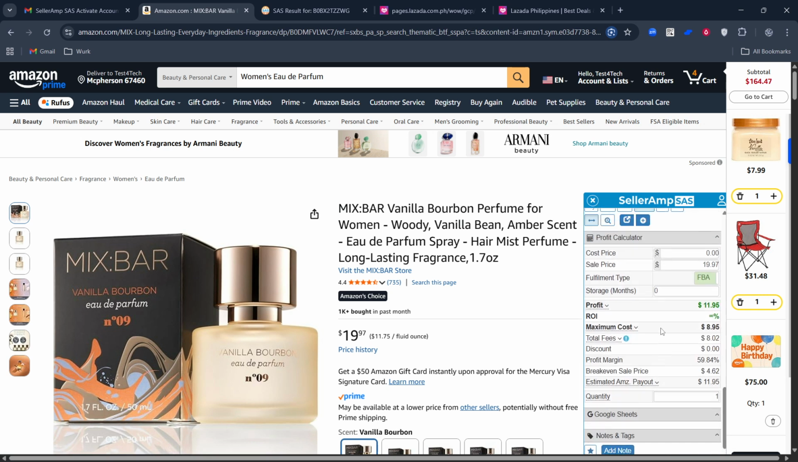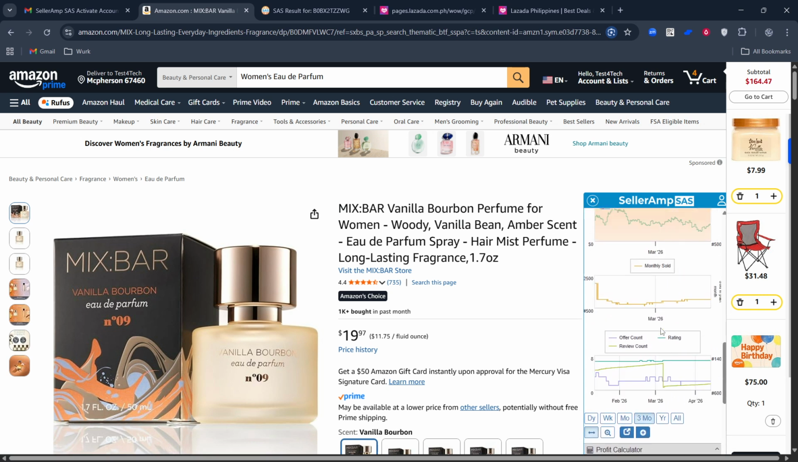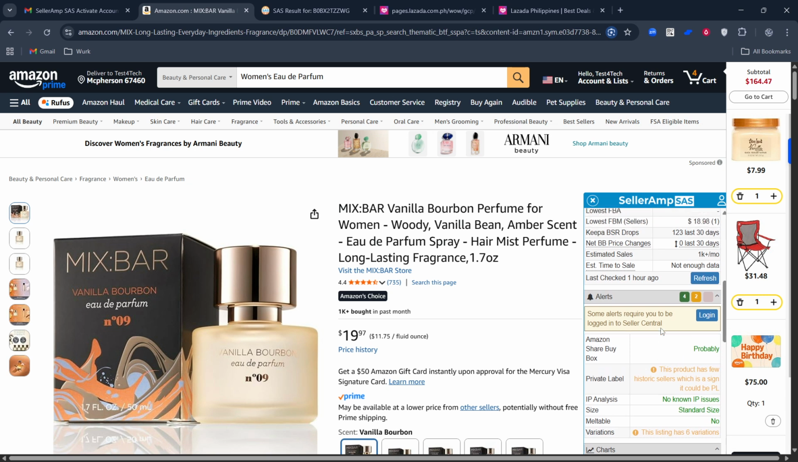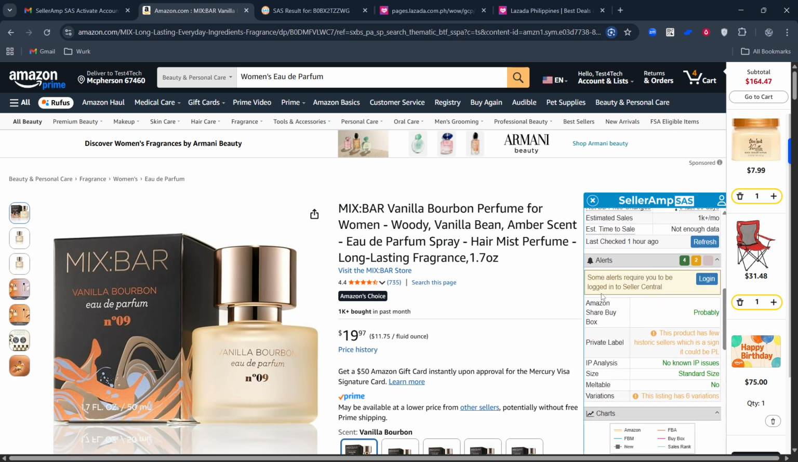Finally, make your decision. Buy if the product is profitable, sells quickly, and has manageable competition. Skip it if the profit is too low, sales are weak, or there are too many sellers. Follow this process consistently, and Selleramp will help you source with confidence.